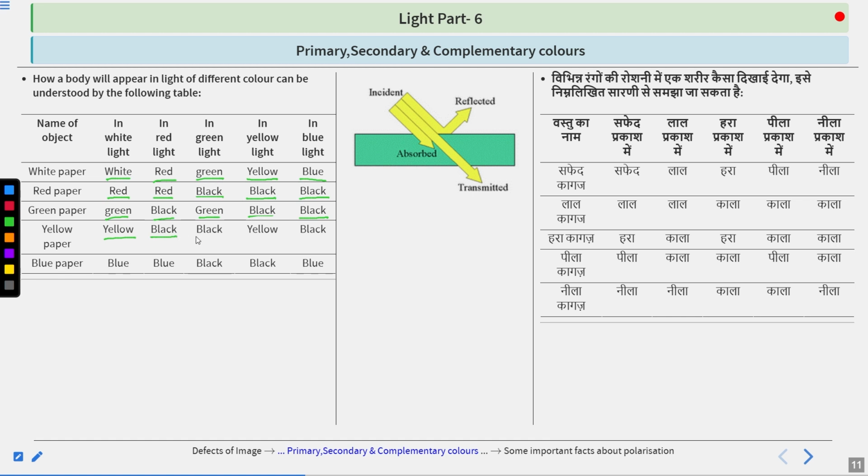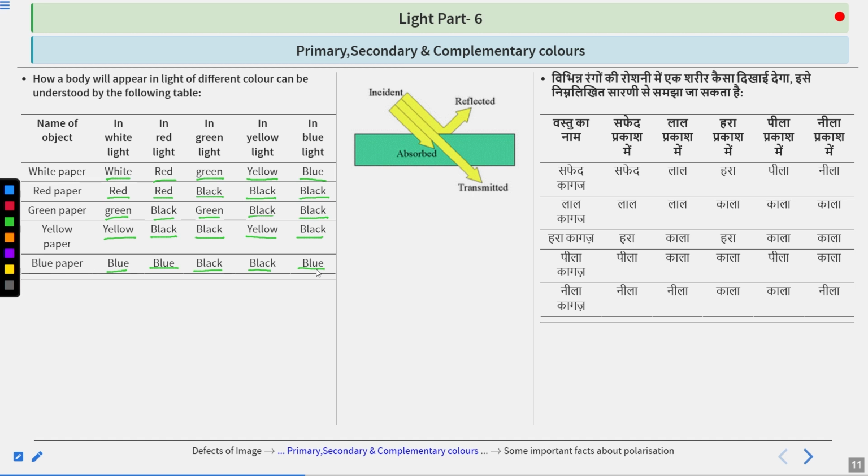In red light, black. In green light, black. In yellow light, yellow. In blue light, black. For blue paper, in white light, blue. In red light, blue. In green light, black. In yellow light, black. In blue light, blue.